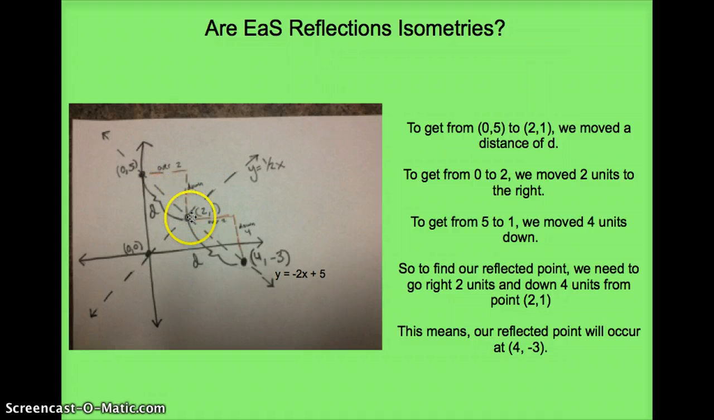So we're going to do the same thing as we move along the perpendicular line to get our reflected point. So we need to go right 2 units, so we're going to move from 2 to 4. And we need to move down 4 units, so we're going to move from 1 to negative 3. So this means our reflected point will occur at (4, negative 3).